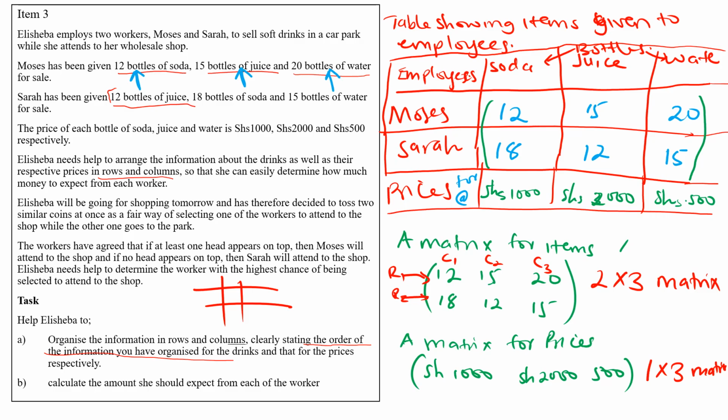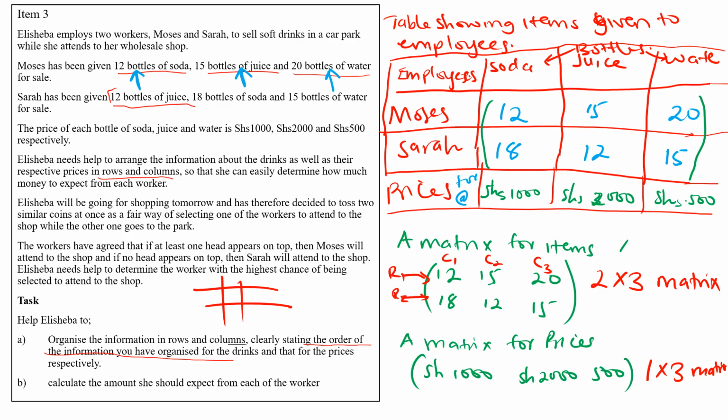But now, after finishing that, you need also to be very careful. Maybe we can run to this. They are asking, now part A is done, calculate the amount she should expect from each worker. But if you look at this, rows are representing workers, and columns are representing items.